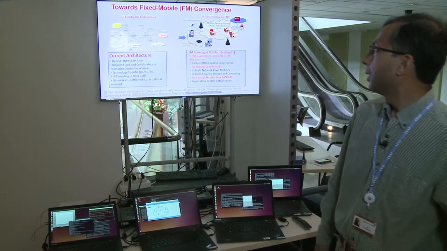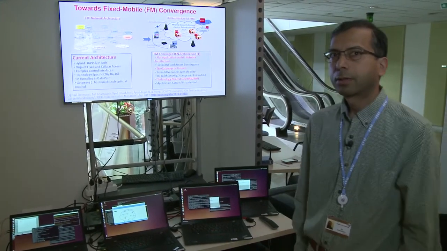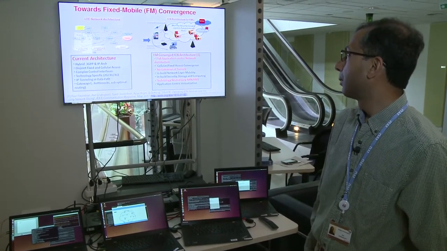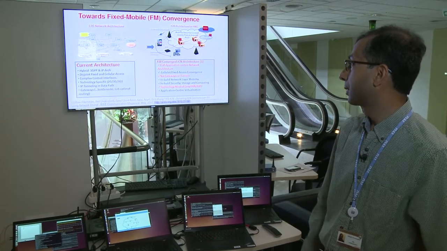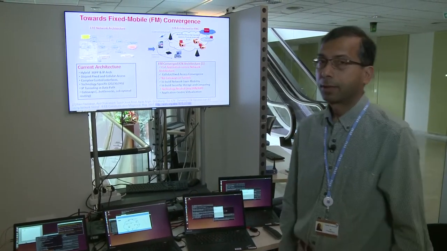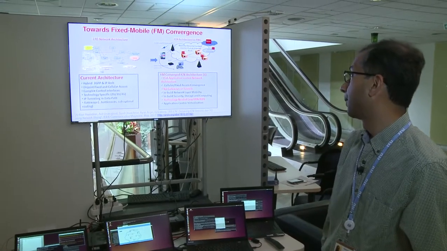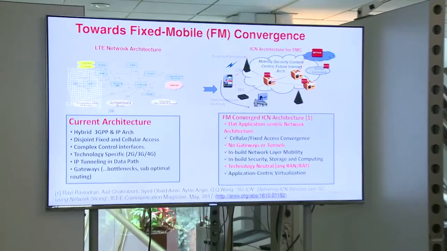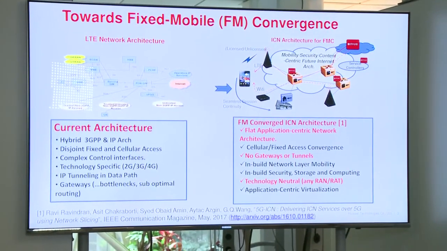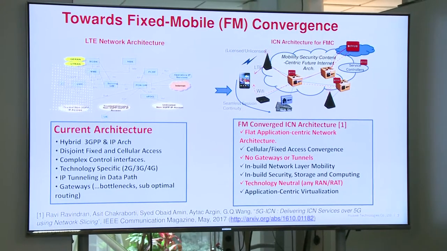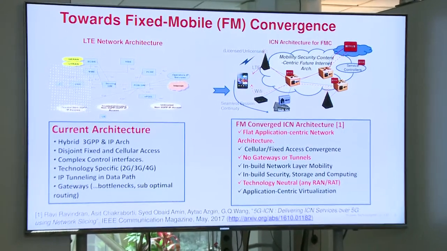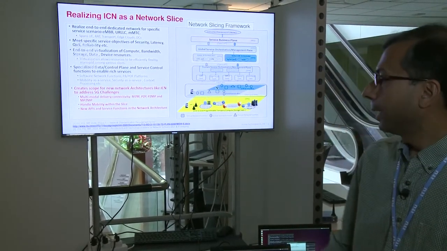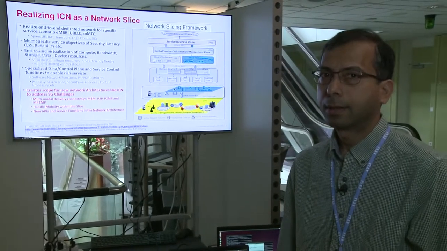When we implement ICN in the 5G network architecture, many benefits are available. The main thing is cellular and fixed access convergence. We can get rid of tunnels, and it's also very technology neutral, so any kind of underlying technology can be used. Mobility can benefit a lot: consumer mobility, and even what we show here is producer mobility. These are big benefits. And the main theme of this demo is ICN as a network slice.